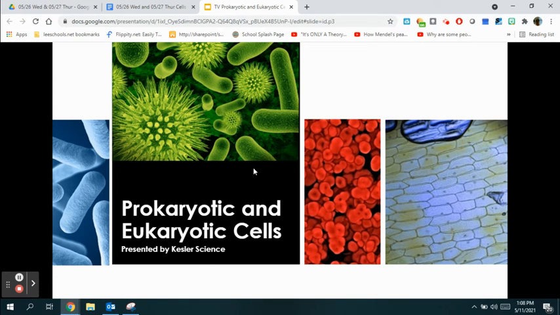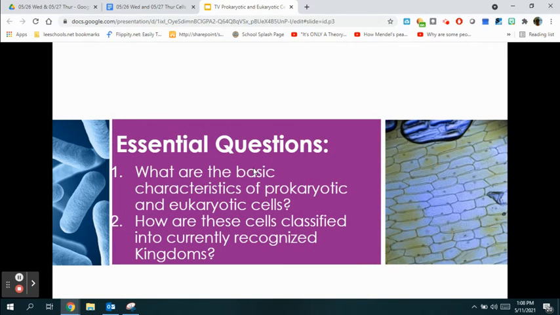Prokaryotic and eukaryotic cells. Essential questions. What are the basic characteristics of prokaryotic and eukaryotic cells, and how are these cells classified into currently recognized kingdoms?